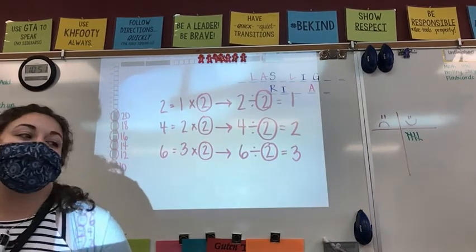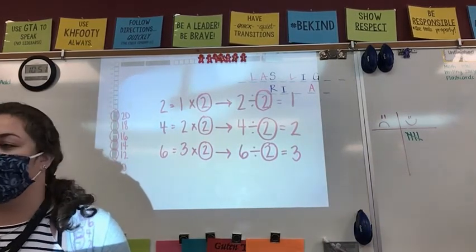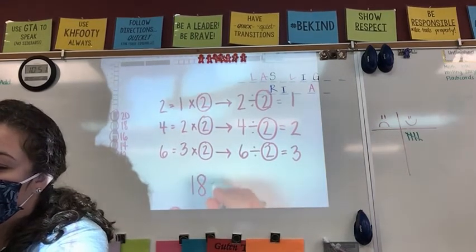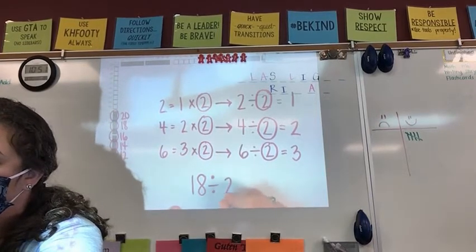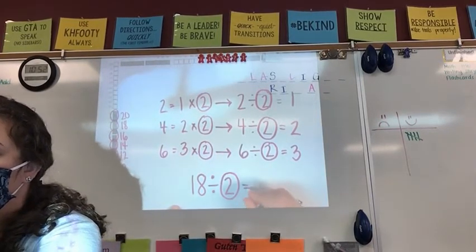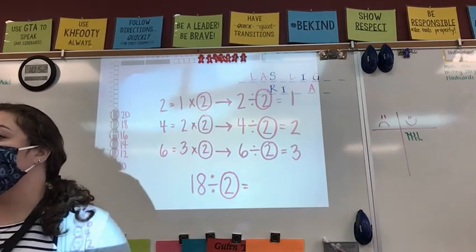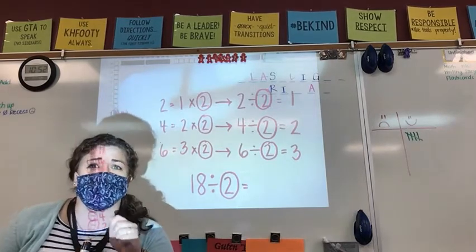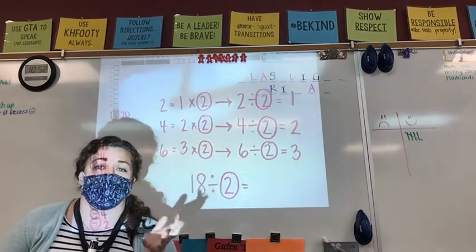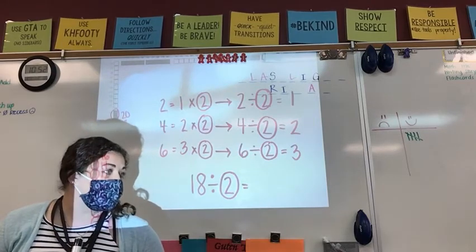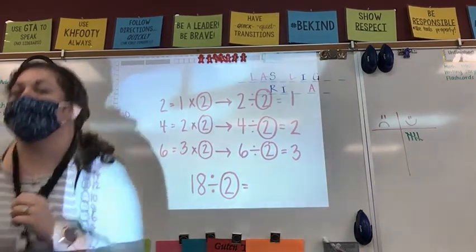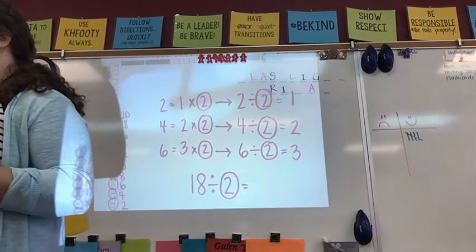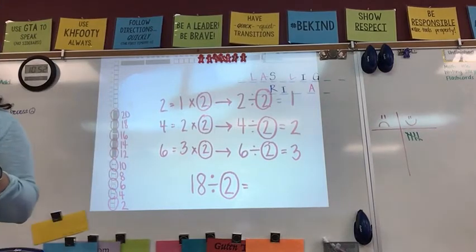It's going to be a big number, so I'm really going to test your brains. Are you ready? Let's do 18 divided by 2. This is our last check before we move on to our next activity. You're proving to me that you can understand how to use your finger count bys to solve division problems. So I have 18 divided by 2. What do I need to do, River? Okay, phone a friend. Who knows?